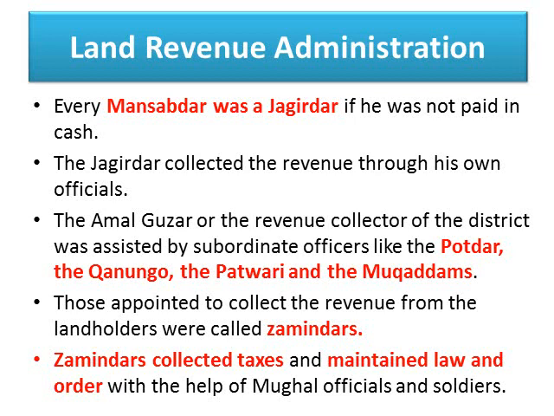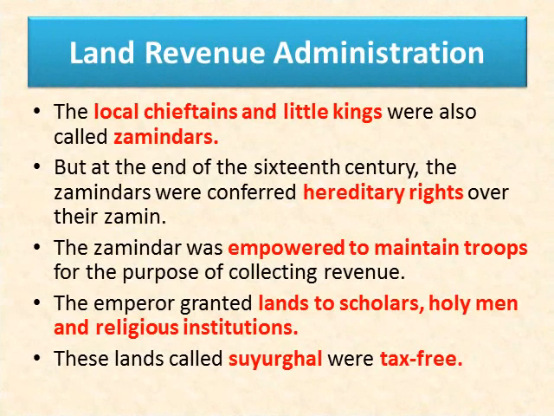Those appointed to collect the revenues from the landlords were called Zamindars. So those people who were entrusted to collect the revenues from the landlords were called the Zamindars. The Zamindars collected taxes and maintained law and order with the help of Mughal officials and soldiers. So they helped maintain law and order with the help of the Mughal officials and the soldiers. So, zamindars collected revenue from the landlords. Dear children, the local chieftains and the little kings were also known as zamindars.